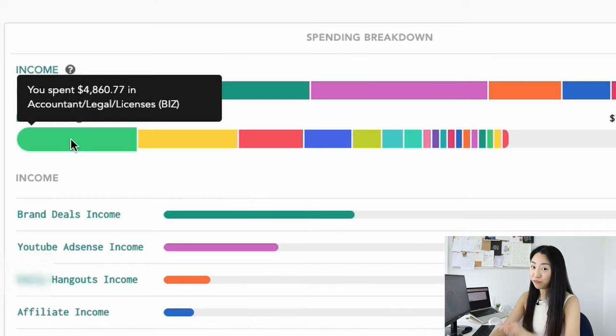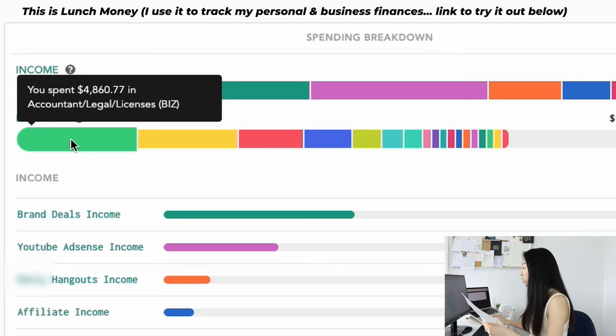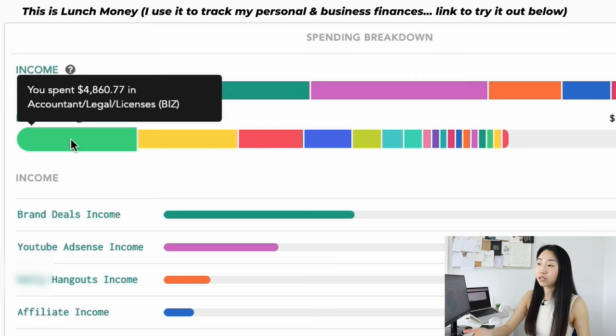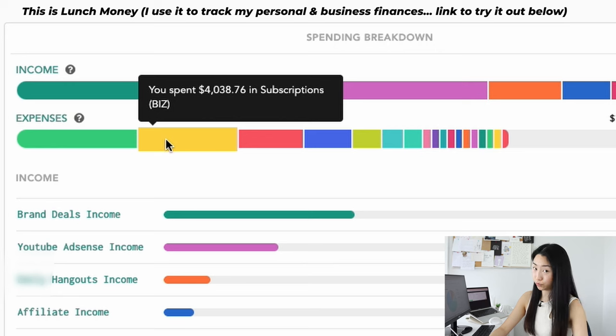I want to quickly share some of the biggest expenses that I have, because remember, all these numbers that I'm sharing with you are revenue numbers. And when you are running a business, you have business expenses. My biggest one so far was almost $5,000. It was money that I had to pay for last year's taxes and the accountant fees to do the taxes. So I lumped that into accountant slash legal slash taxes. That was about $5,000.